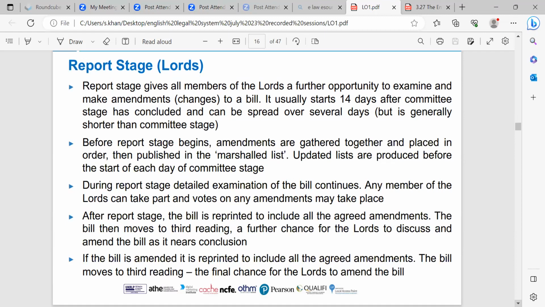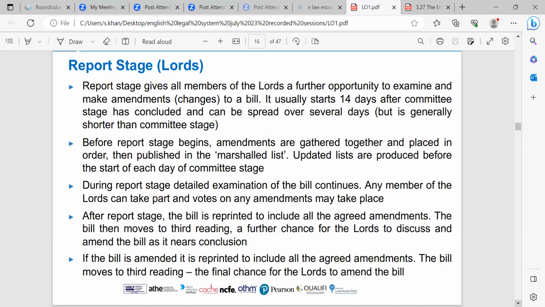It usually starts 14 days after committee stage has concluded and can be spread over several days, but is generally shorter than the committee stage. Before report stage begins, amendments are gathered together and placed in order, then published in the marshalled list. Updated lists are produced before the start of each day of the report stage. During the report stage, detailed examination of the bill continues. Any member of the Lords can take part and votes on any amendments may take place. After the report stage, the bill is reprinted to include all agreed amendments.